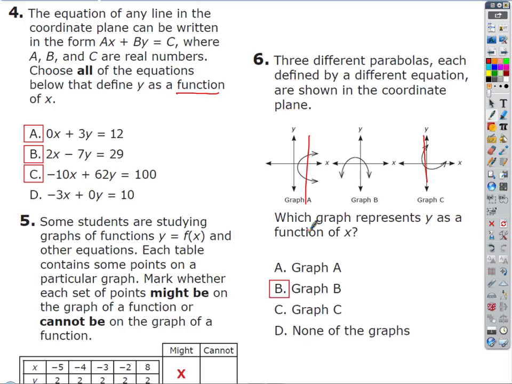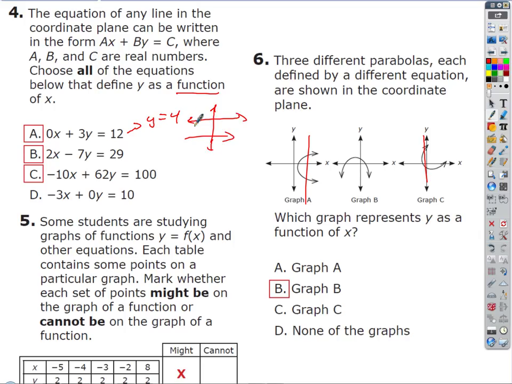So there's a couple ways you can think about these. We could think about them in terms of the definition of a function, or we could think about them in terms of what their graphs look like. So how about this first one? 0x, well the x just goes away. We get the equation 3y equals 12, so that's the equation y equals 4. Now what kind of line is that? Y equals 4. Horizontal. Yeah, that's just a horizontal line, isn't it?